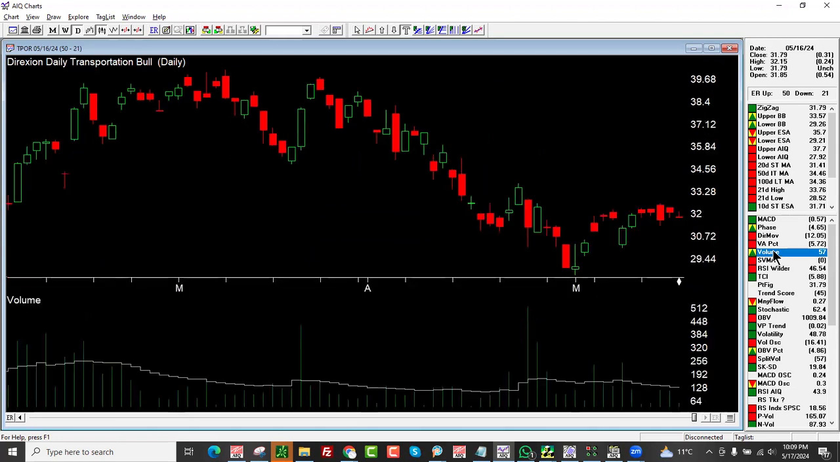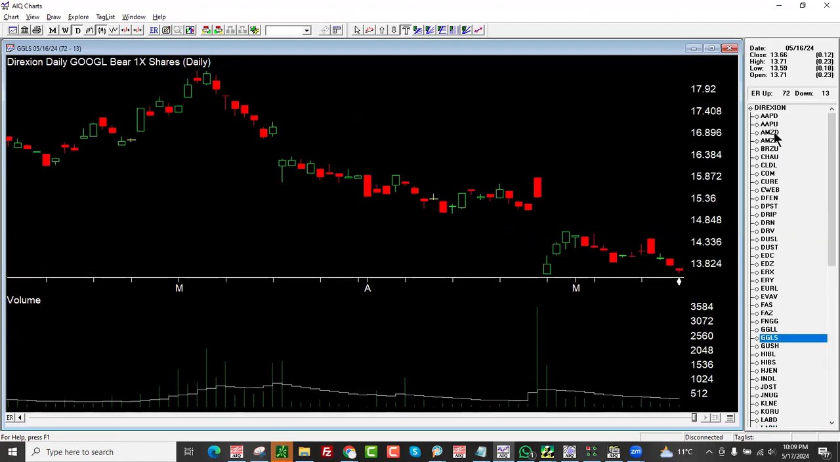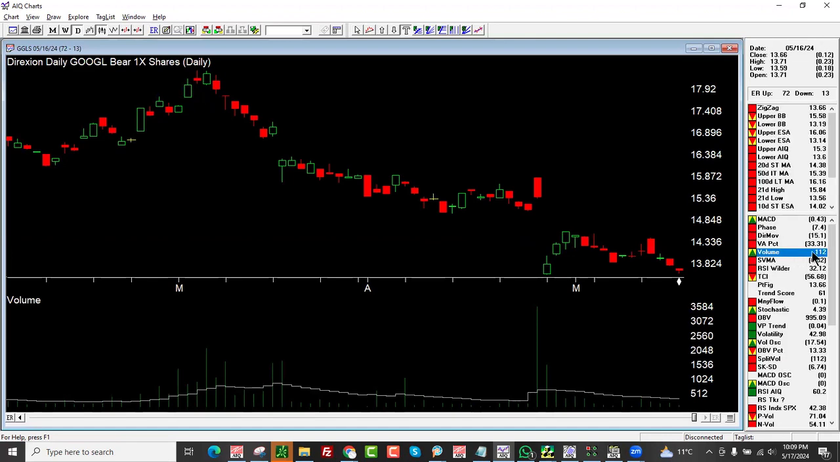So look at this one here. This is Direxion's Daily Transportation Bullish. It's only got, remember, for a volume for us, 57 is 57,000 shares traded a day. That is not a great deal. So that's one thing to bear in mind when you're dealing with a family of ETFs and you're looking to use that as a rotation strategy. The volume can be a factor. Ones like this, 112,000 in there daily. This is a Google Bear 1X Shares.